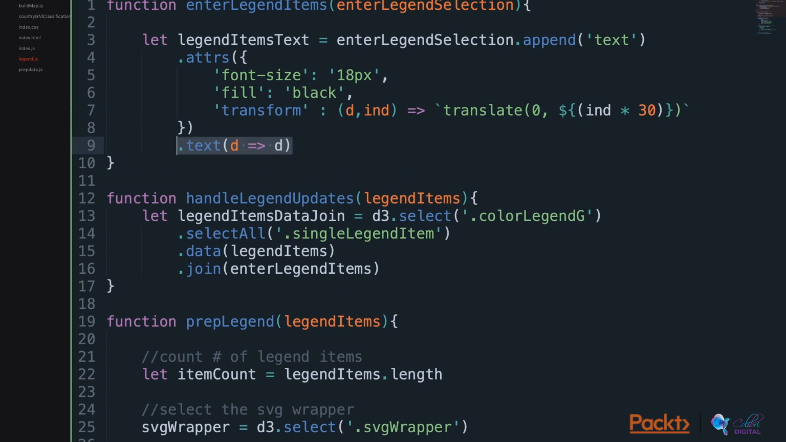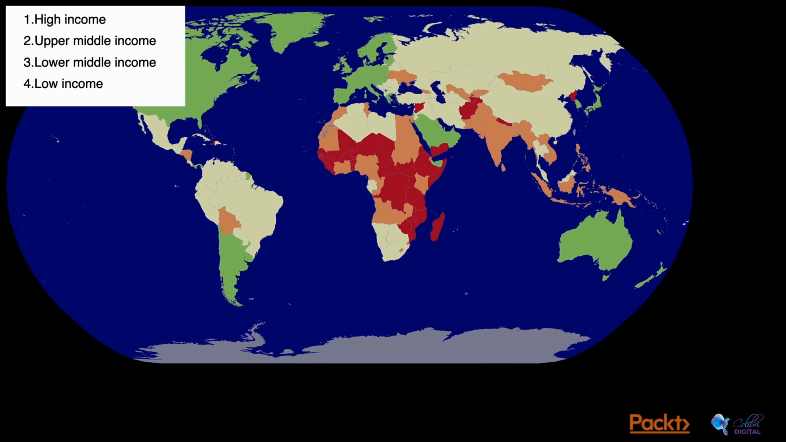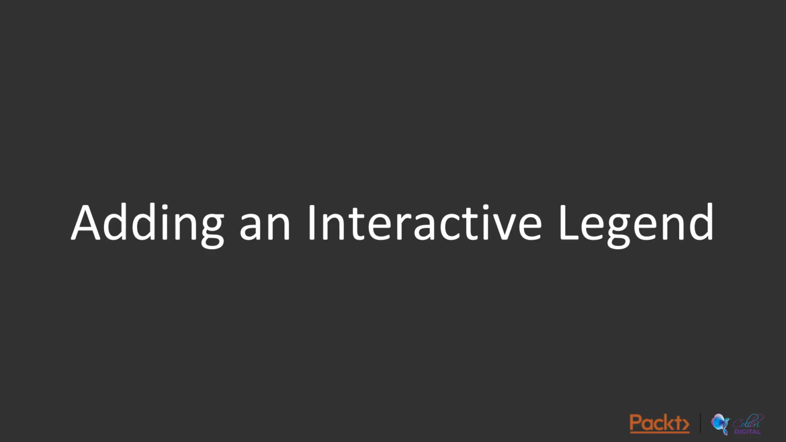We will also set the text value to D, which is a function on the data that we are passing to the elements. To fix a typo, the item count of our legend items is counting our legend items parameter that we passed into our prepare legend function. Now, in the top left of our screen, we have a square legend containing 4 text elements representing the 4 GNI values. In this video, we've added legend text to the screen.